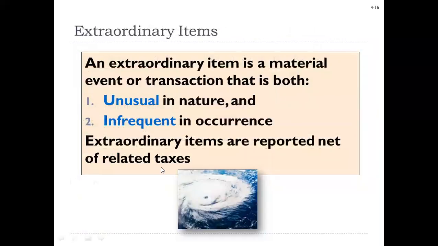Okay, an extraordinary item, as I indicated earlier, is a material event or transaction, so that means it has to be of significant size, dollar-wise, and it has to be both unusual and infrequent. Both those criteria need to be met in order for something to be an extraordinary item. If only one or the other is met, then it is not an extraordinary item and it is shown in the operating section of the income statement.